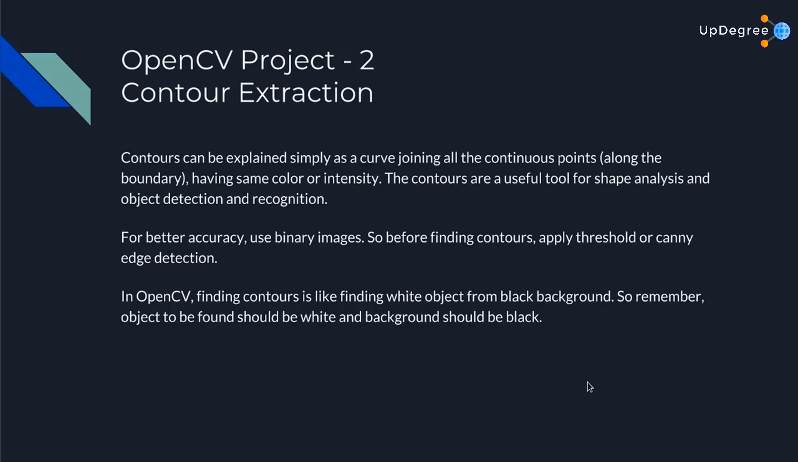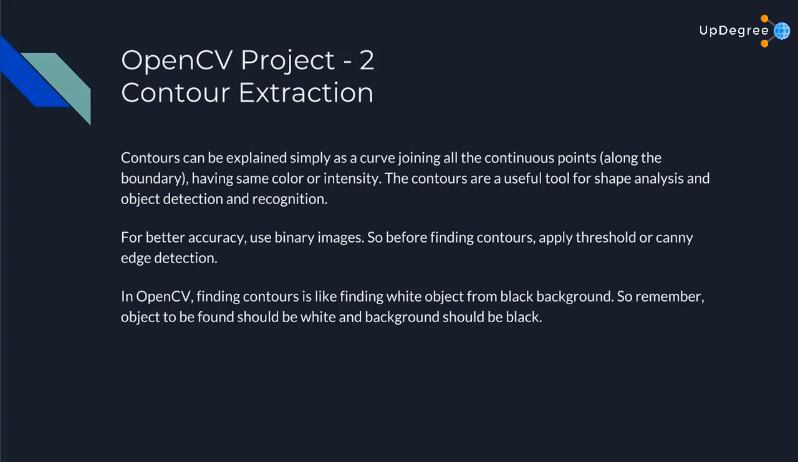So what are contours actually? Contours are simply a curve joining all the continuous points along the boundary having the same color or intensity. The contours are a useful tool for shape analysis in object detection and recognition. In our case, since we are trying to build an object detection algorithm and the object being the hand, contours are very important for us to find out whether we are actually detecting a hand. For better accuracy, before finding contours, we need to apply threshold or candidate detection. In our case, we are already applying threshold.